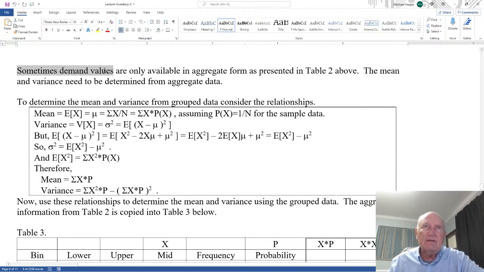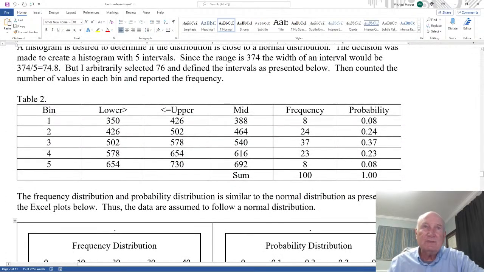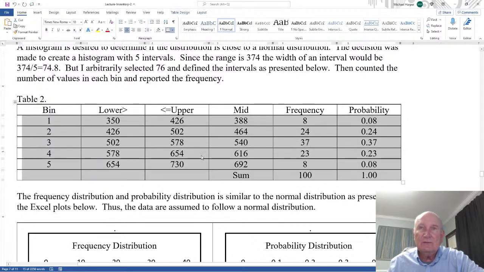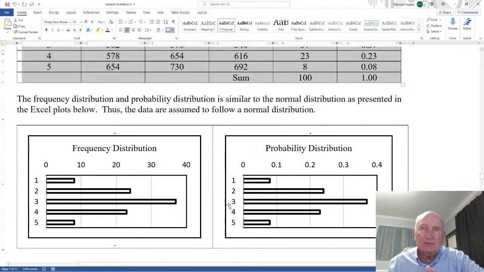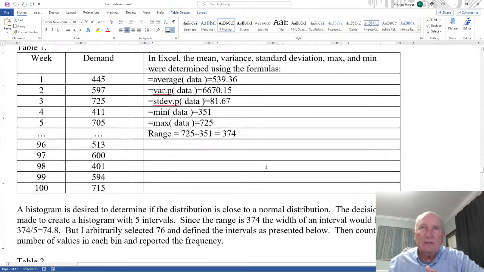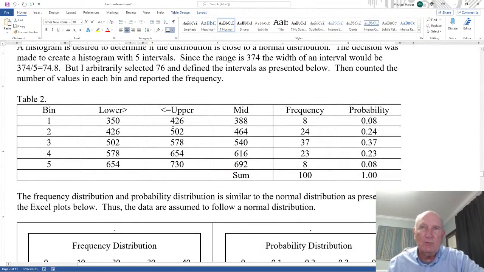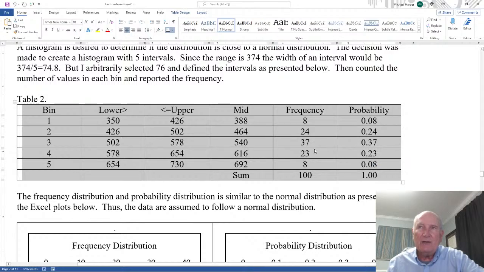Now, sometimes the demand values are only available in aggregate form as presented in Table 2 above. In other words, sometimes this is all you're given. I generated this to show that the histograms are relatively symmetric, but I generated this from all the sample data. What if you didn't have the data? What if all you had was this table? How do you determine the mean and variance from a table like this?